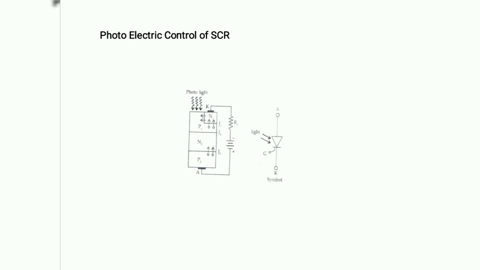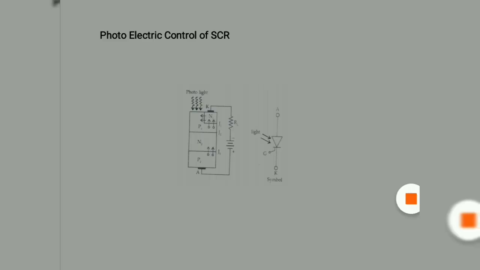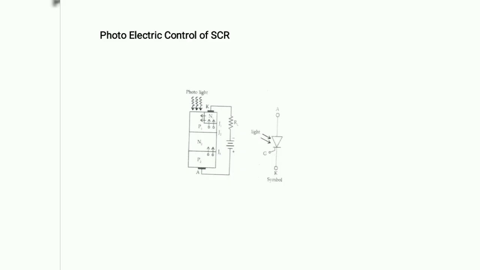If you look at the VI characteristics of the SCR, the greater the intensity of the light incident on the SCR, the lower the voltage needed to turn on the SCR. So that we can conclude: the greater the intensity of the light, the lower the voltage needed to turn on the SCR. That is the concept you are going to learn.